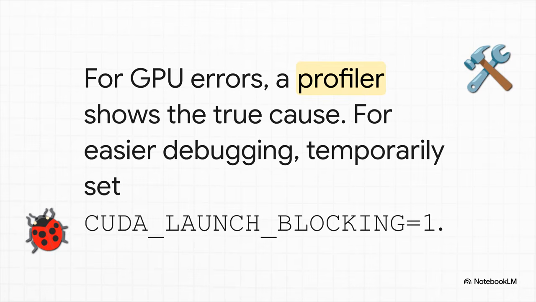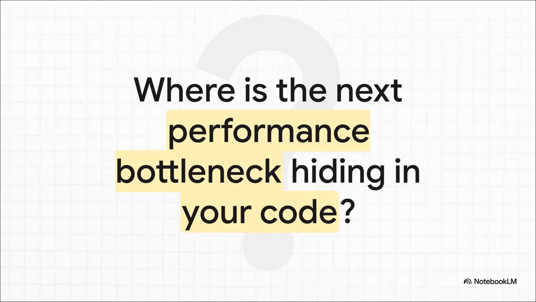And hey, for debugging, you can make your life easier by setting an environment variable. CUDA_LAUNCH_BLOCKING equals 1. That forces everything to run synchronously, and your stack traces will actually point to the right place. So the path from a simple line of Python to a result from the GPU is this whole coordinated dance across different layers. Now that you have this journey map in your head, the question is, where's the next bottleneck hiding in your code?